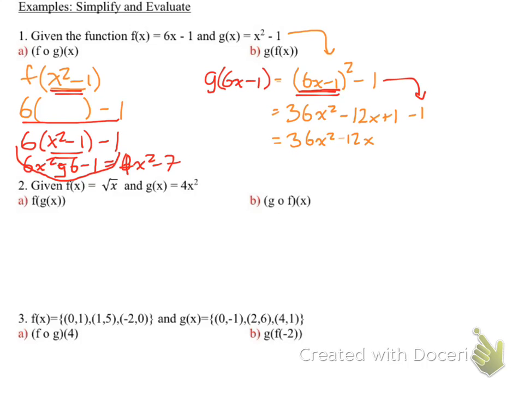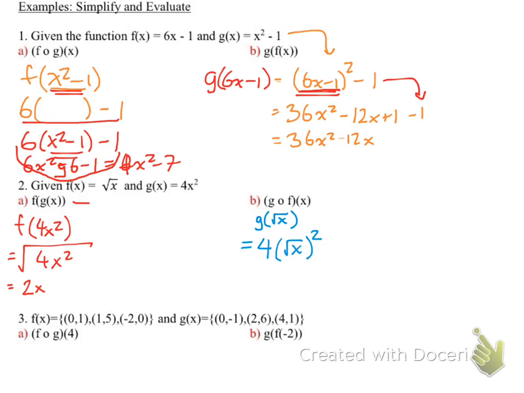So here, f of g means g is the inside function. So 4x squared is the inside function, and the outside function is the square root. So we're going to take the square root of 4x squared, and we can simplify that to 2x. G of f, on the other hand, the inside function is the square root, and the outside function is 4x squared. So it'll be 4 root x squared, which simplifies to 4x.